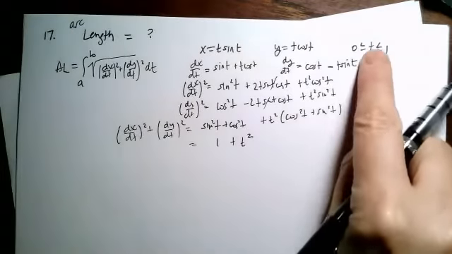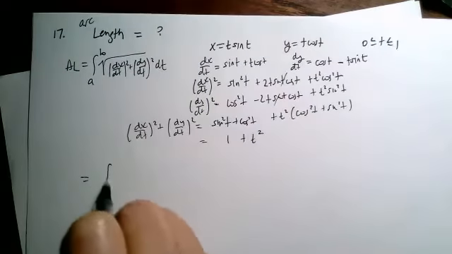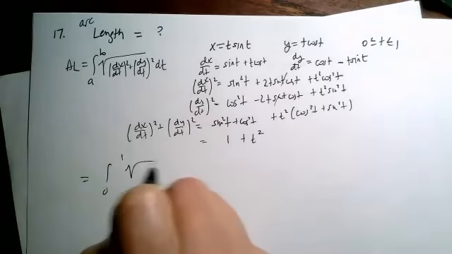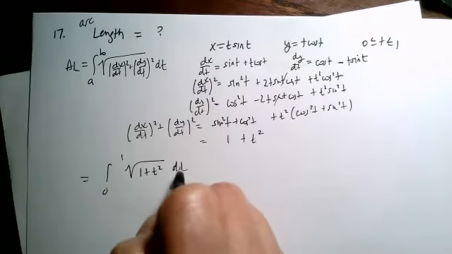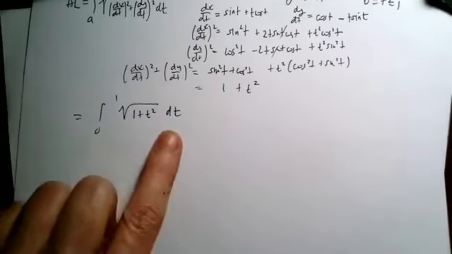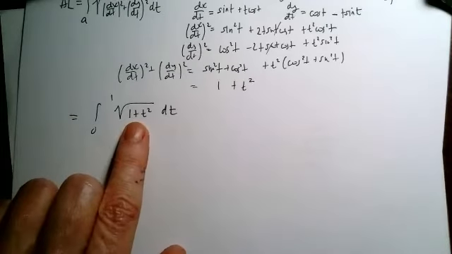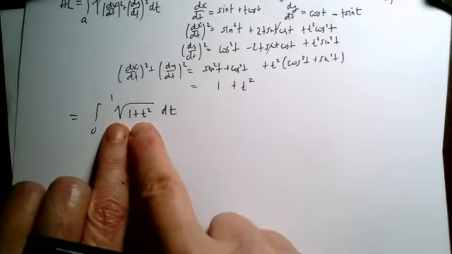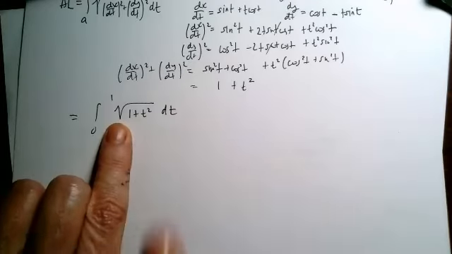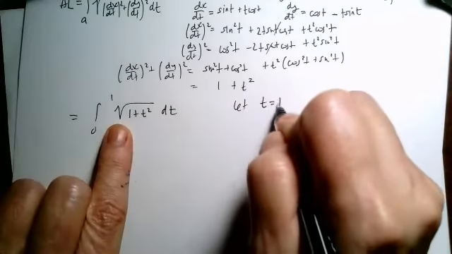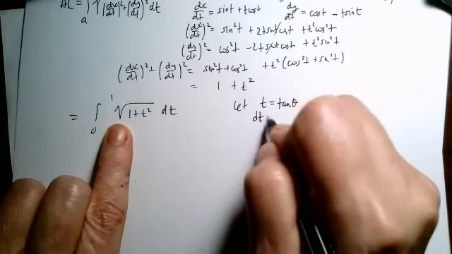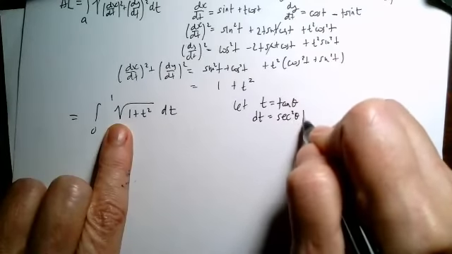All right, we're told that the limits on t are 0 to 1. So we have the integral from 0 to 1 of the square root of 1 plus t squared dt. Oh my goodness, how are we going to integrate that? This is your favorite thing. Trig substitution again. And when you have a plus sign, it's going to be tangent. We're going to let t be the tangent of theta, so that dt is secant squared theta d theta.